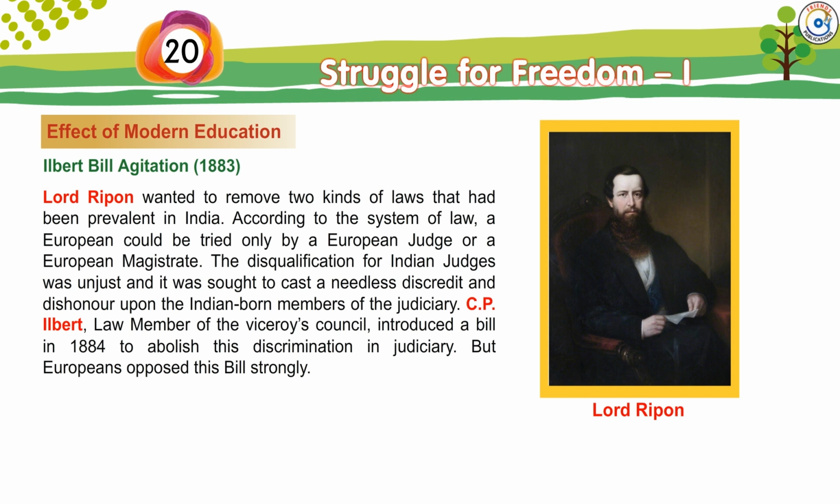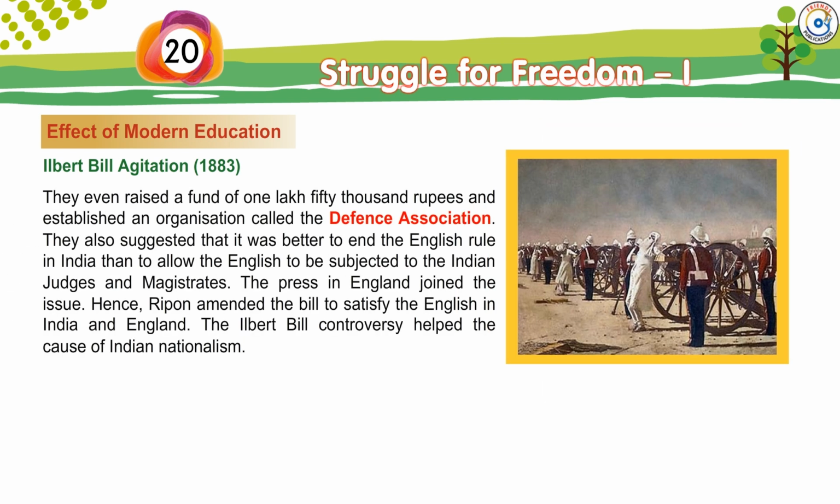C.P. Ilbert, law member of the Viceroy's Council, introduced a bill in 1884 to abolish this discrimination in the judiciary. But Europeans opposed this bill strongly. They even raised a fund of 1,50,000 rupees and established an organization called the Defence Association. They also suggested that it was better to end the English rule in India than to allow the English to be subjected to Indian judges and magistrates.